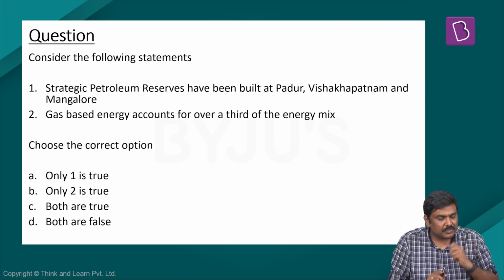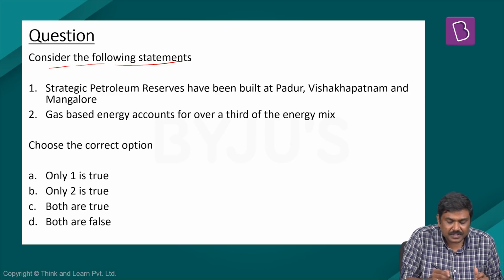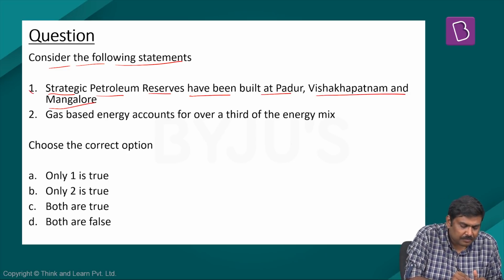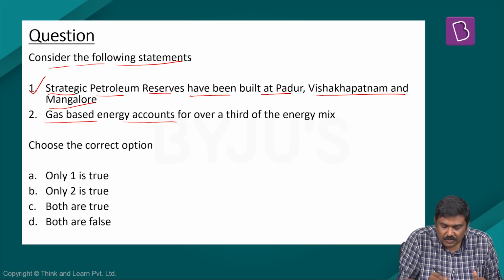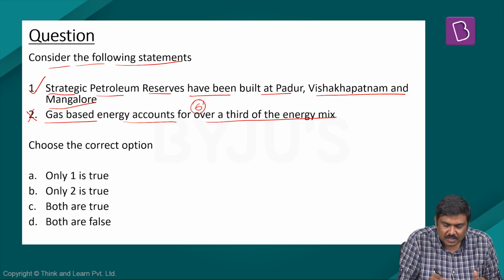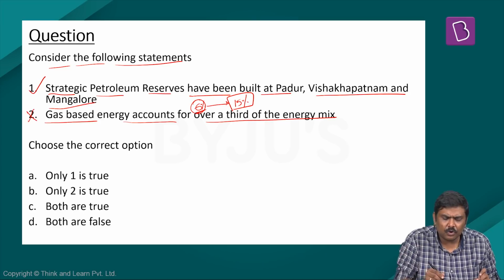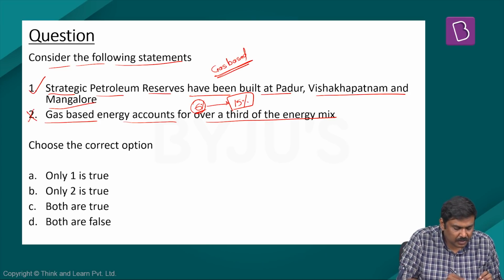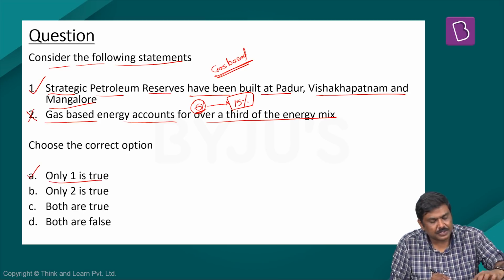Now, based on this, I have given a question here. Consider the following statements. Strategic petroleum reserves have been built at Padur, Vishakhapatnam and Mangalore. Correct. Gas-based energy accounts for over a third of the energy mix. This particular statement is wrong. It is just over 6% now. By 2030, we want to increase it to 15%. And Government of India has stated that we want to make India a gas-based economy. So based on this, the right option is option A, only one is true.